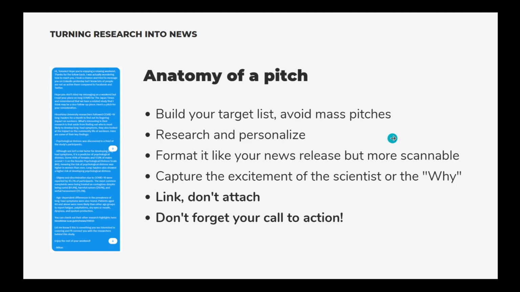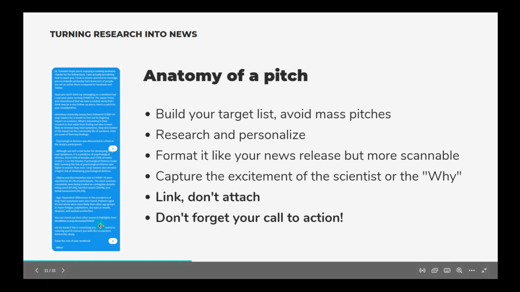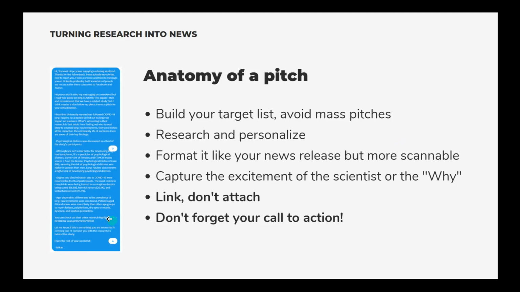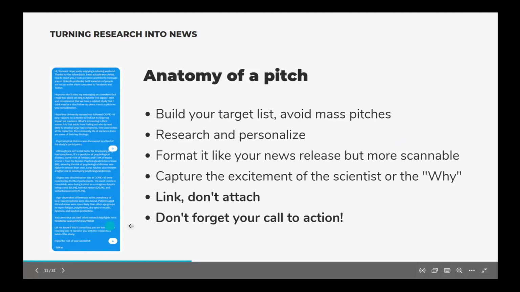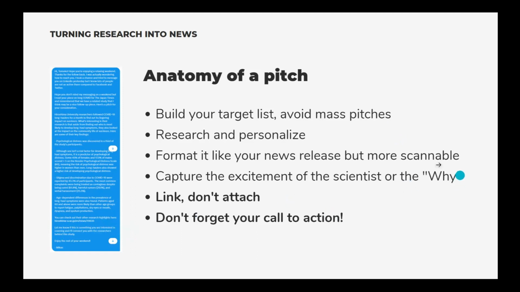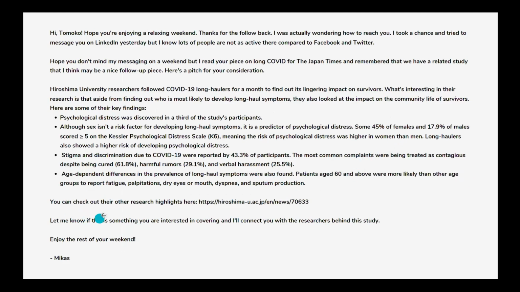And don't forget your call to action. You can see here at the end, you're telling the journalist that they can check out the research here, and if they need anything, they can just let you know about it. This is a call to action.